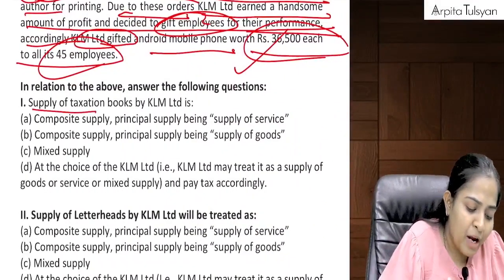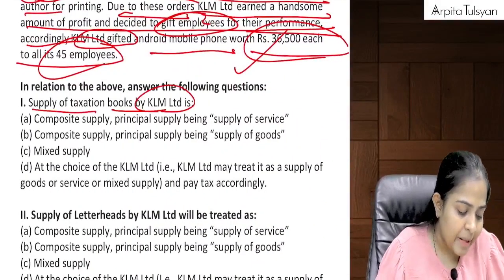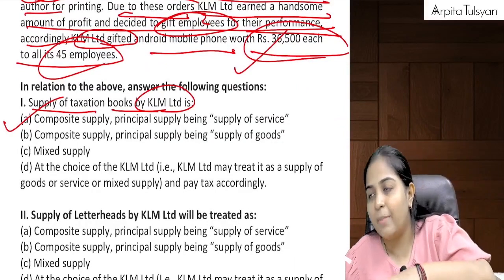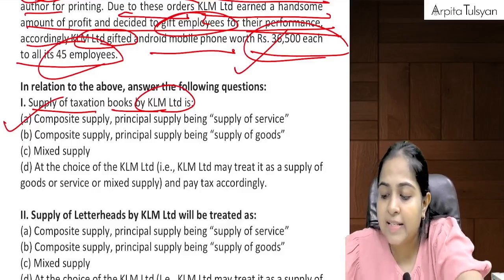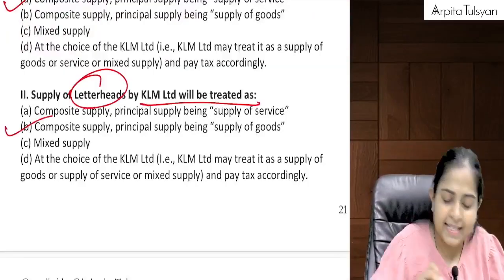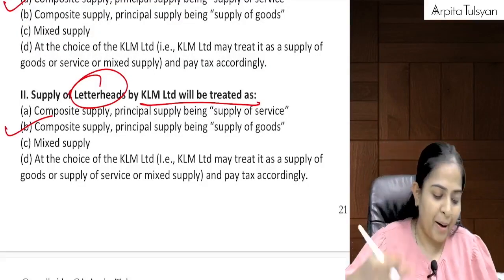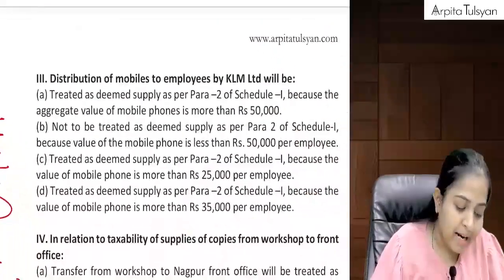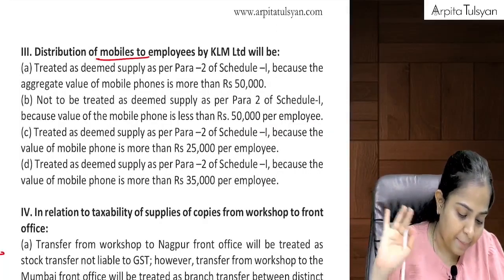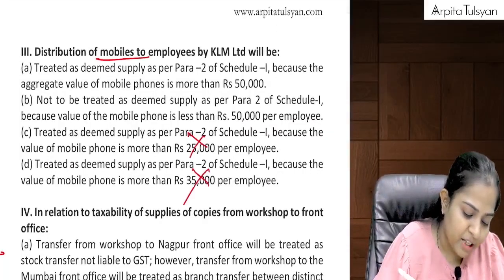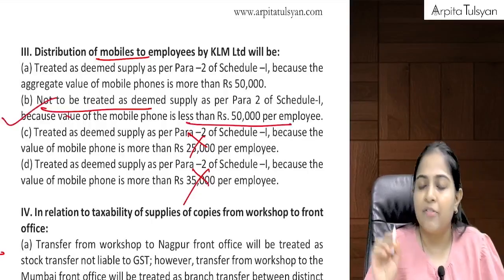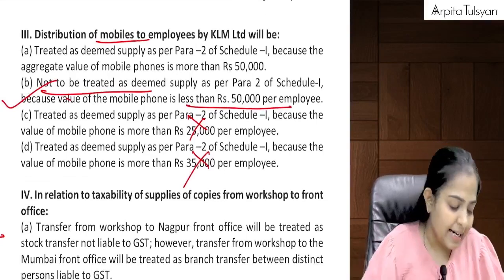Right now, supply of taxation books by KLM Limited is composite supply, principal supply being supply of services. This we already know. Yes, main supply will be considered as supply of services. Then supply of letterheads by KLM will be considered as supply of goods, right? Because their paper is more important than logo printing. Tissue paper example which I had given. Distribution of mobile will not be considered as a supply. See, 36,500 is gone. No need to see that also. And this will not be treated because the value is less than 50,000 per employee. So B will be the correct answer.